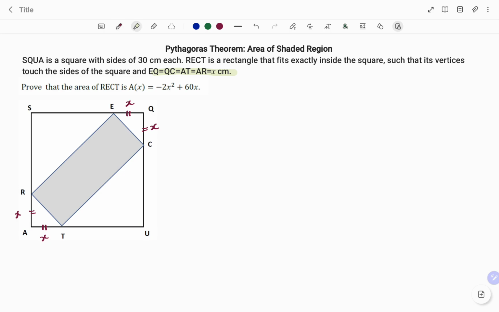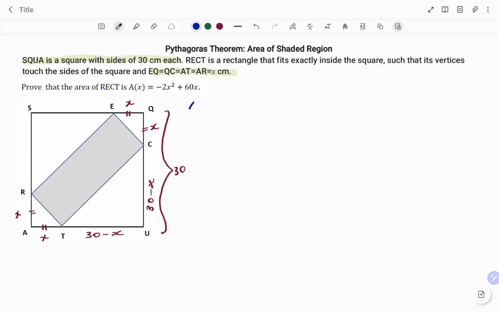The next statement to take note of is SQUA is a square. All the sides of the square are equal, so I have the distance QU equal to 30 centimeters. Therefore, because the total distance QU is 30 and QC is x, I have CU to be 30 minus x. Likewise, if I know that the total distance AU is 30 and AT is x, then I have TU to be 30 minus x.